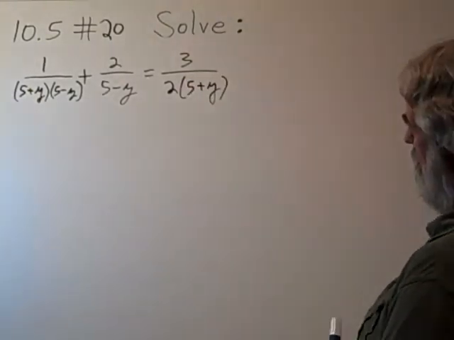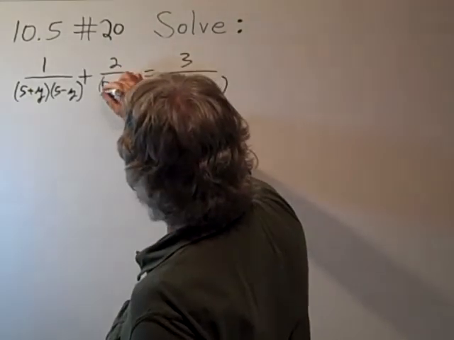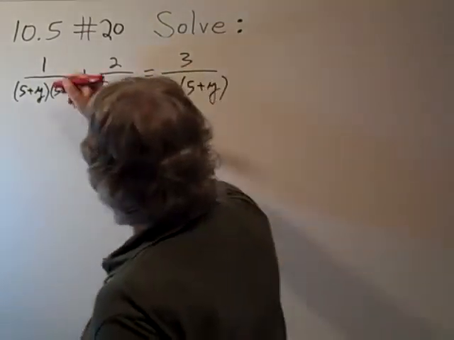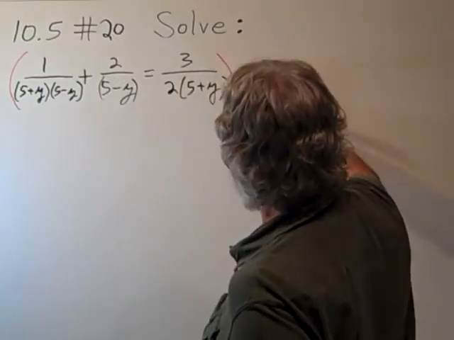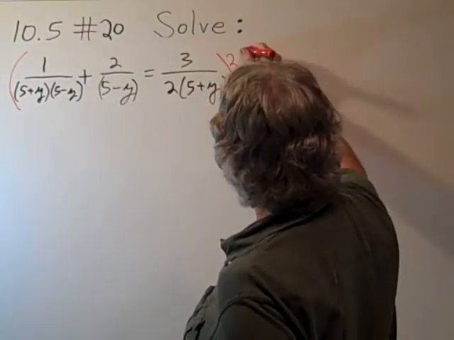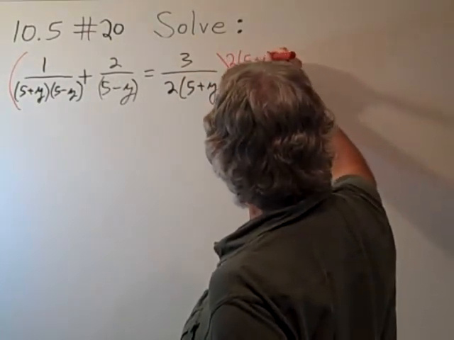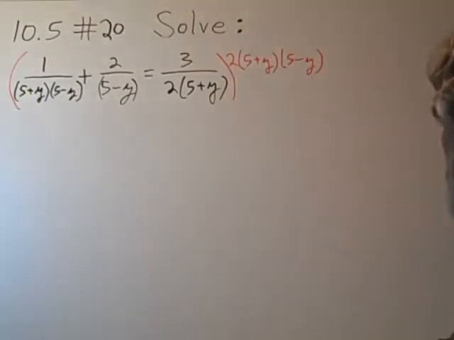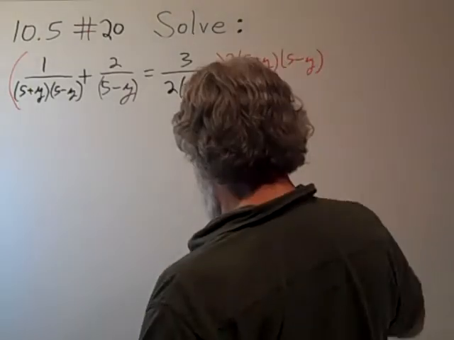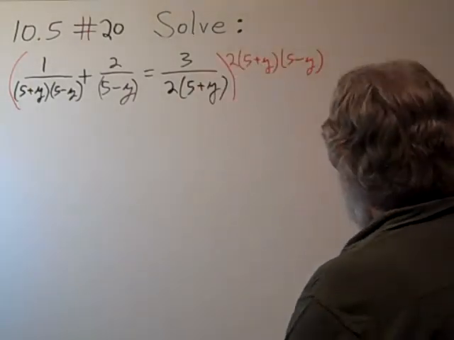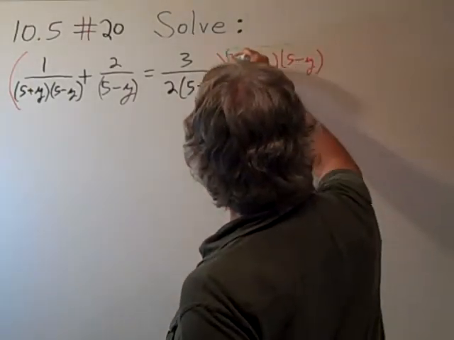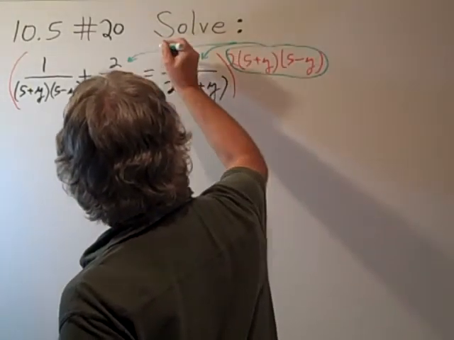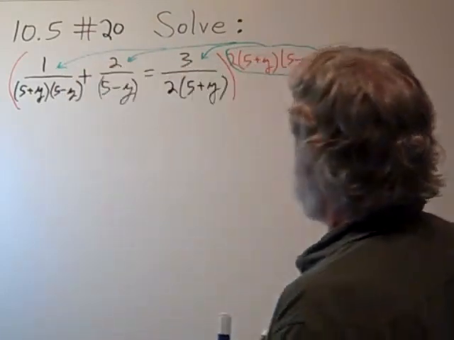So now we've got everything factored, and to cancel out all of the denominators here, we'll need to multiply the entire equation by 2 times 5 plus y times 5 minus y. So this whole quantity distributes through the equation now. This whole thing distributes to each term in the equation.